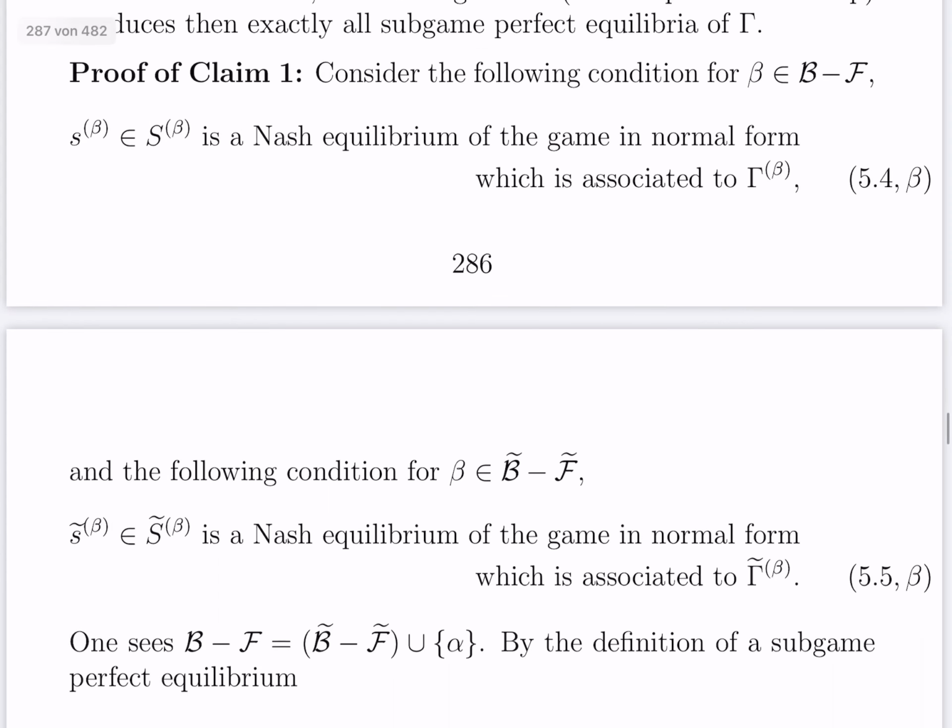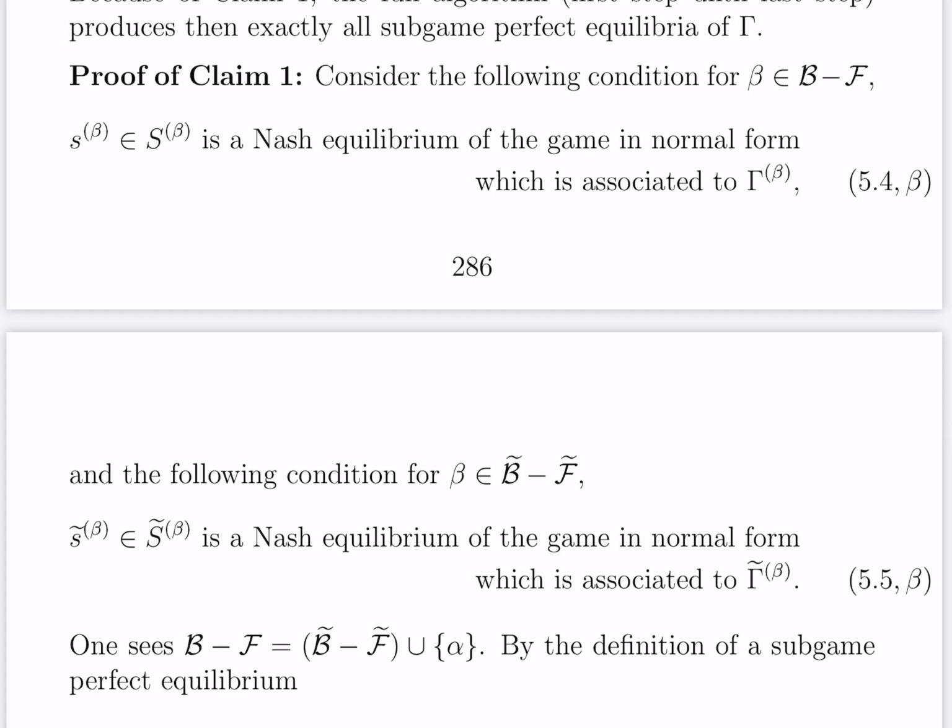So here now I consider conditions 5 for beta and 5 beta. So now I have to unwind the definition of a subgame perfect equilibrium. Let us look at some non-final play beta for the full game. Then a given strategy combination for the full game induces the strategy combination S upper index beta for this subgame which starts at beta. And property 5 for beta says this induced strategy combination is a Nash equilibrium of the game in normal form which is associated to gamma beta.